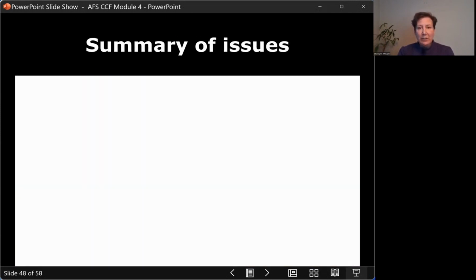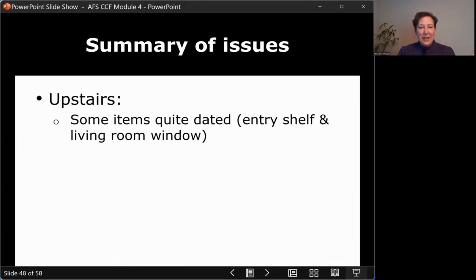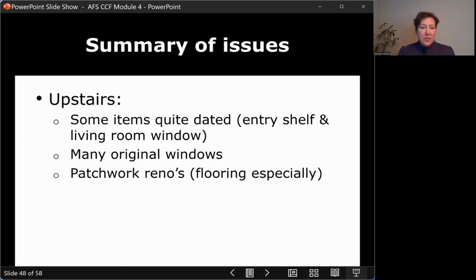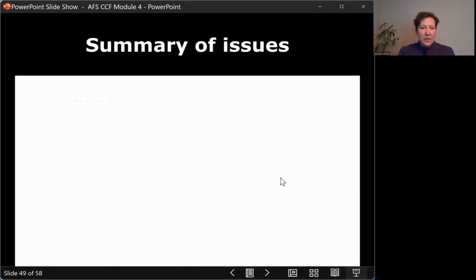Now, here's the summary of issues that I found. So now you can add to your list if you missed any of these. Upstairs, we had some of the items being quite dated, like the entry shelf. The living room window was also very old style with the mesh in it, metal mesh. Many of the windows were original upstairs. The patchwork renovations, like the flooring not matching, caulking to fix the flooring mistakes, drove me wild.